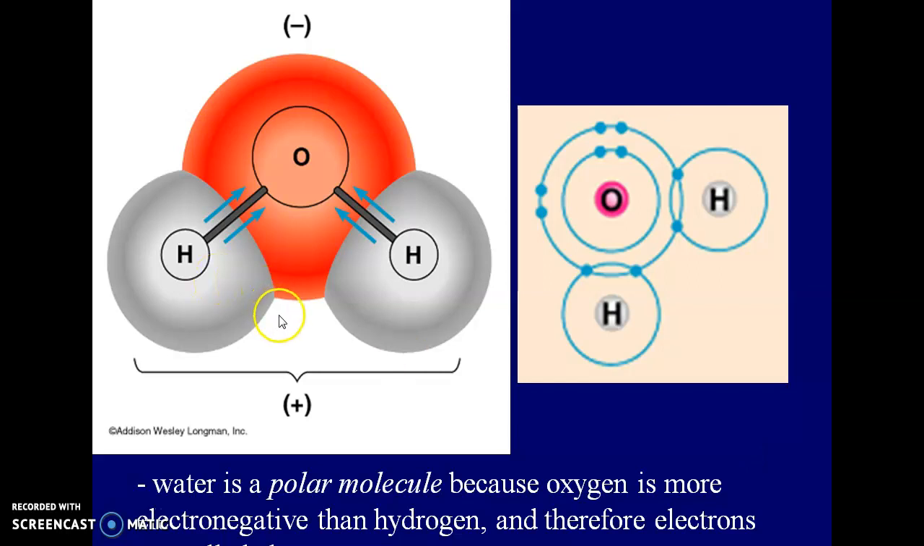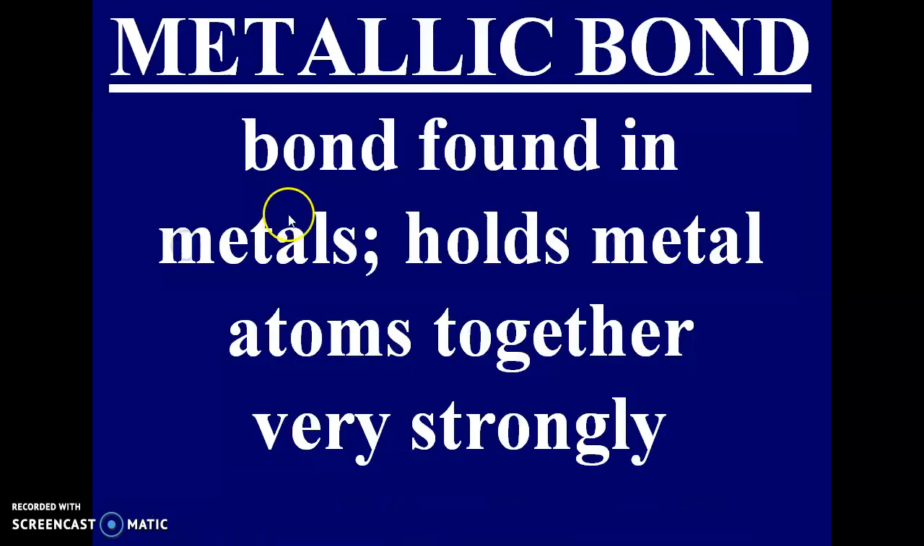This is an example of a water molecule. We focus on this: the red color is the oxygen atom and the two white ones show hydrogen. So electrons are shared between hydrogen and oxygen.